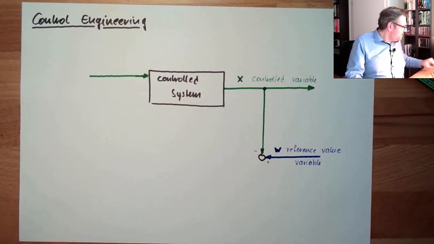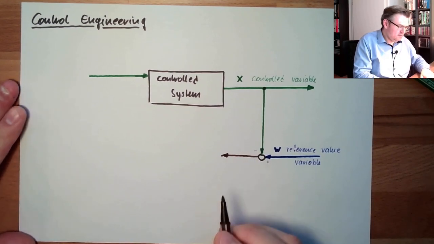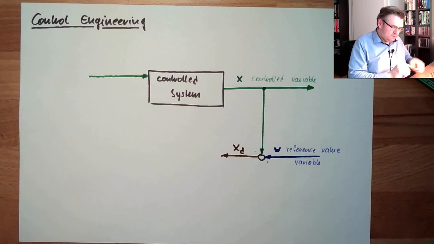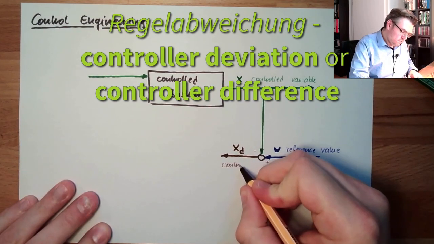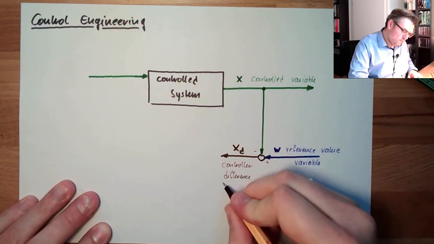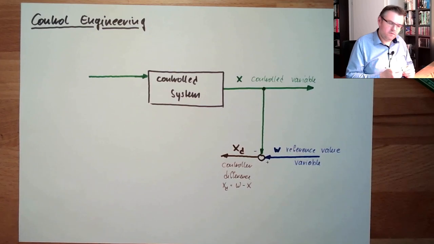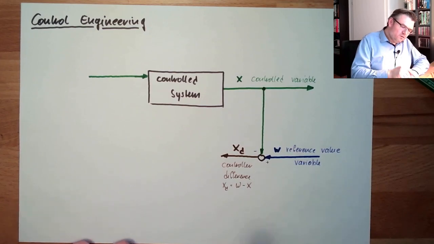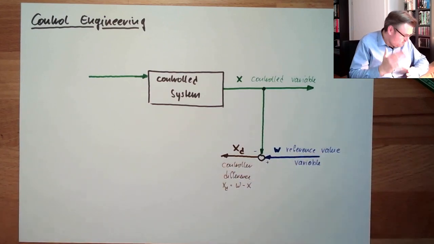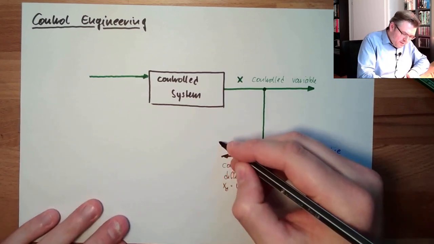This difference is the result of this comparison. This is usually called XD, and it's the controller difference. This XD is W minus X. Simply the difference between those two. This control difference now is showing the current error I have, the current failure, the current difference, also sometimes called deviation.